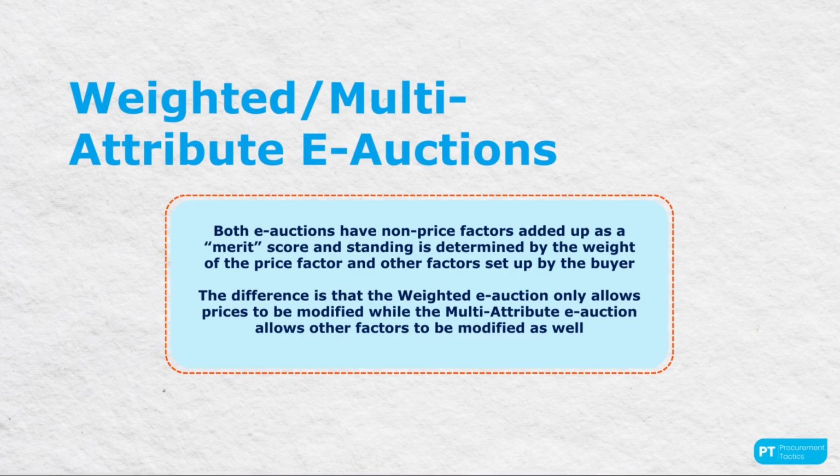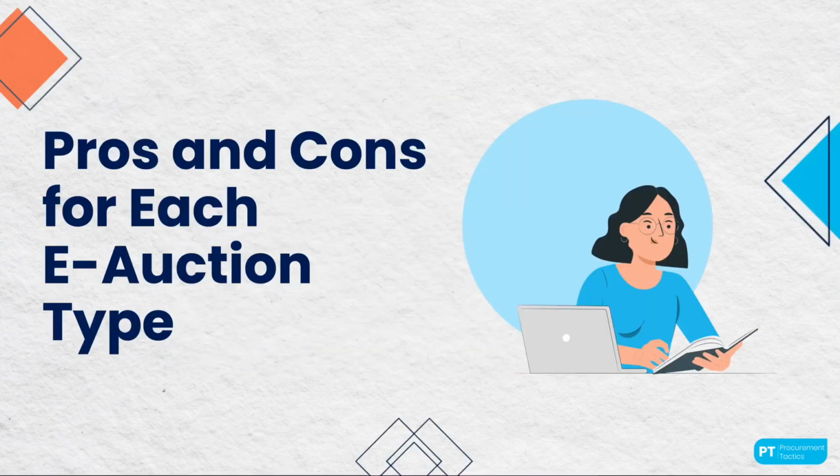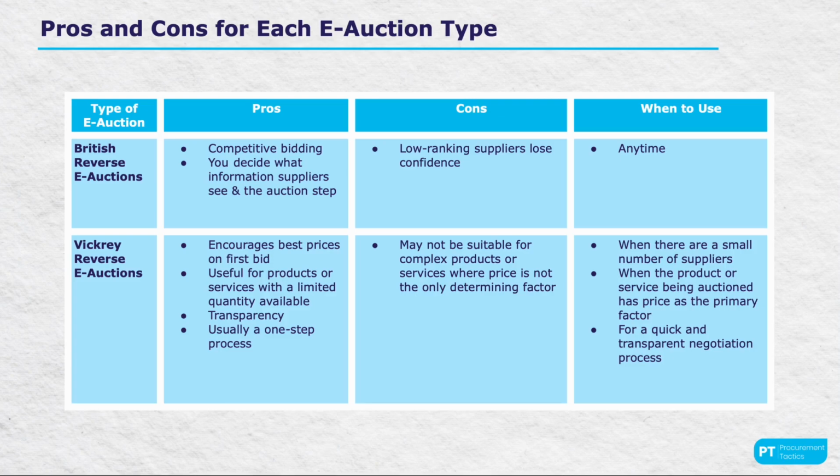Now, the difference that sets weighted e-auctions and the multi-attribute e-auctions apart is that the former only allows prices to be modified, while the latter allows other factors like delivery time or payment terms to be modified as well. Now that we delved into each of these e-auctions, here's a simplified version of their characteristics in comparison with each other. This table may help you determine which e-auction works best for you.